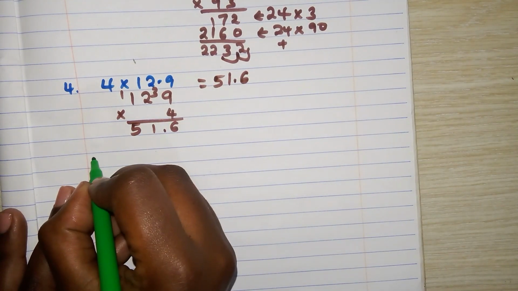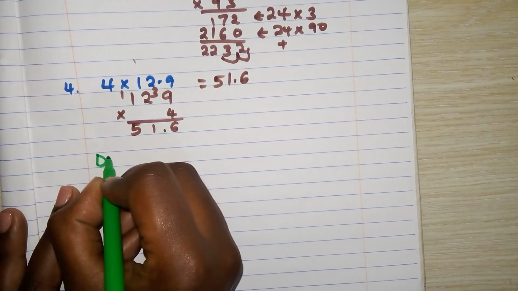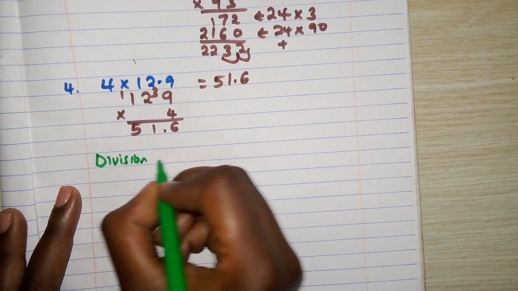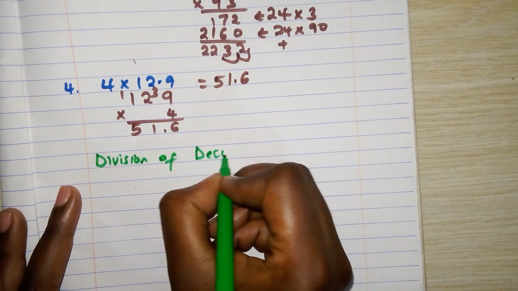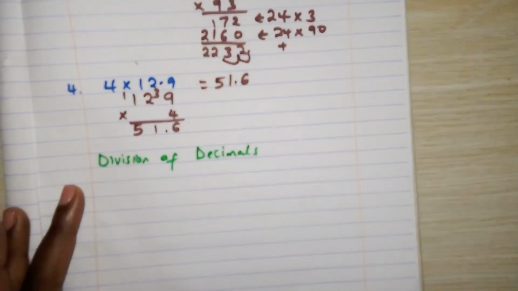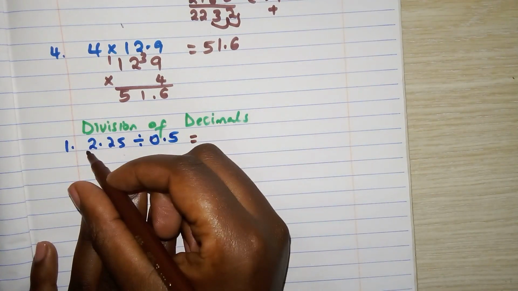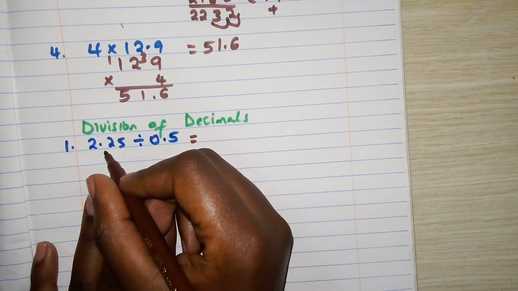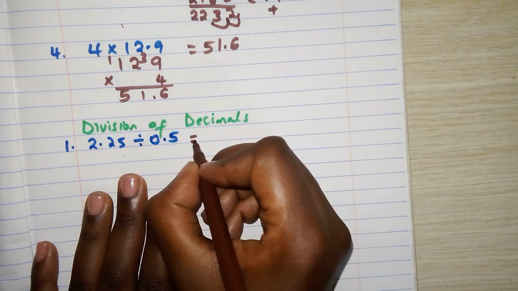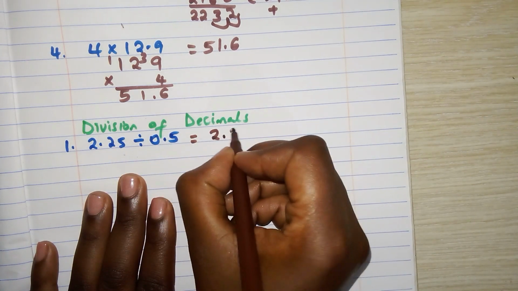The last topic is on division of decimals. So here we have division of decimals, we do 2.25 divided by 0.5. The first thing you do is to write them in this form.